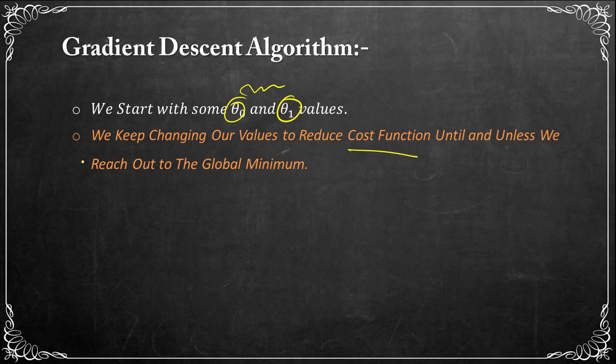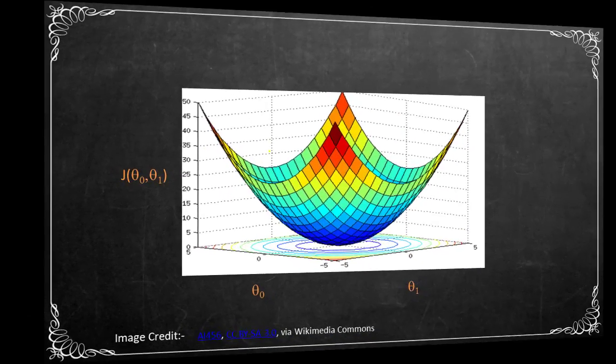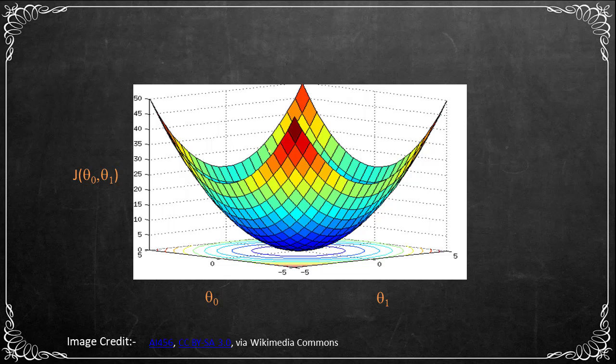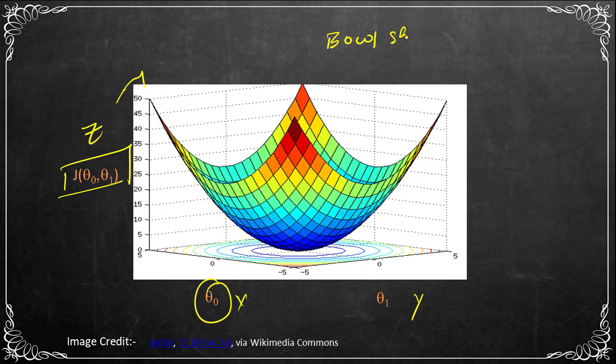And you might be thinking, what does it mean to reach the global minimum? Let's take a look at an example so that you can get a better intuition. Here on the x-axis we have theta 0, on the y-axis we have theta 1, and on the z-axis, the vertical axis, we have our cost function, and it's bowl shaped.